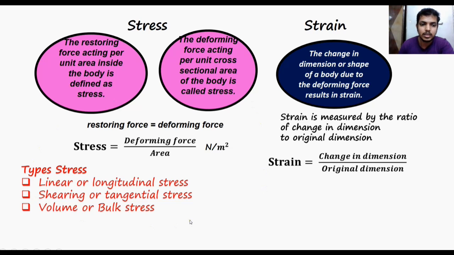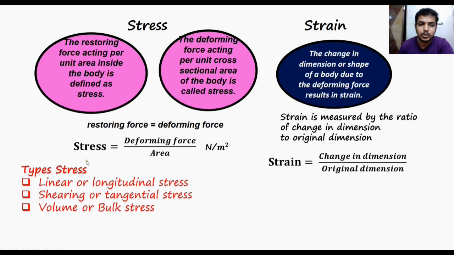So three types of stresses are there: linear, shearing, and volume. Linear means one-dimensional, longitudinal, so force is applied in only one direction. In shearing, force is applied on one surface while another surface is fixed to the ground. The top surface is taken, which gives the shearing, angled or tangential stress. And the volume or bulk stress means that force or stress is applied in all directions and all dimensions.